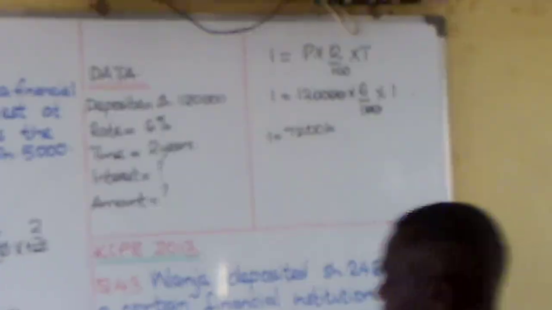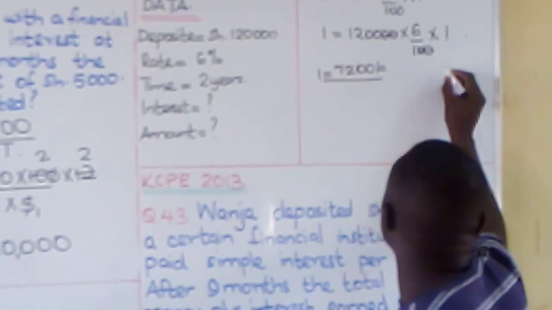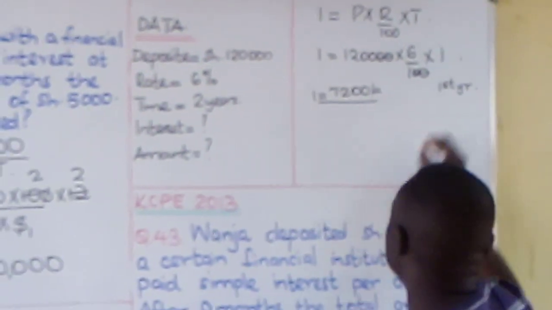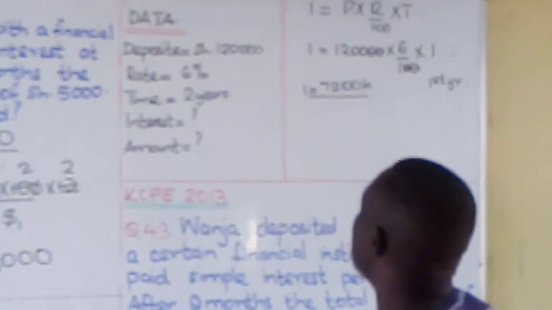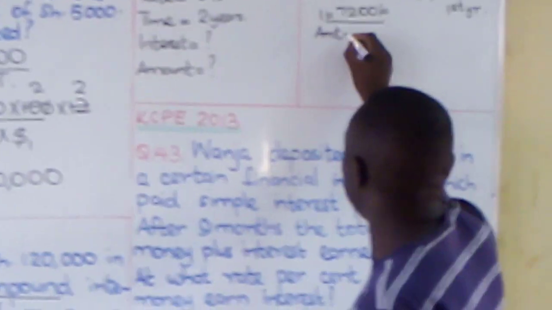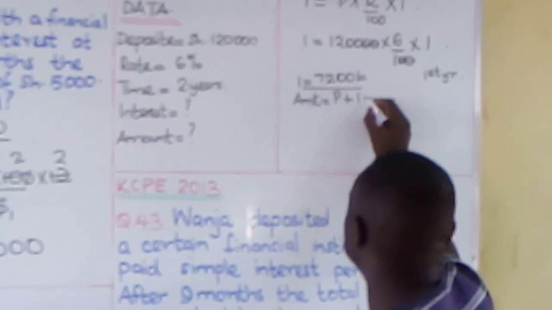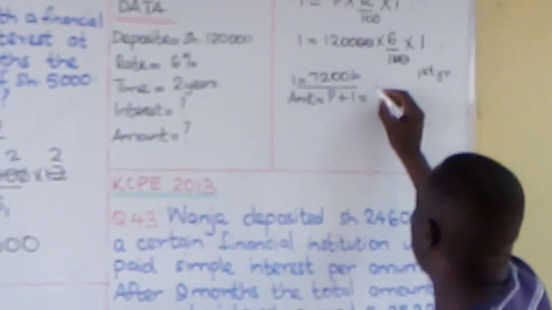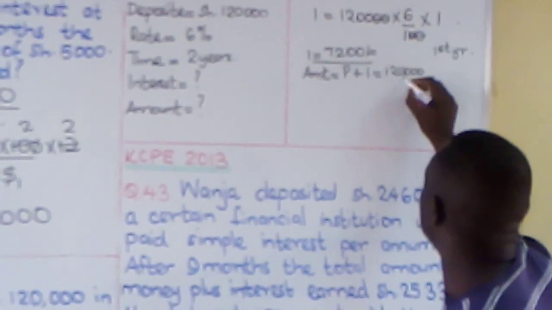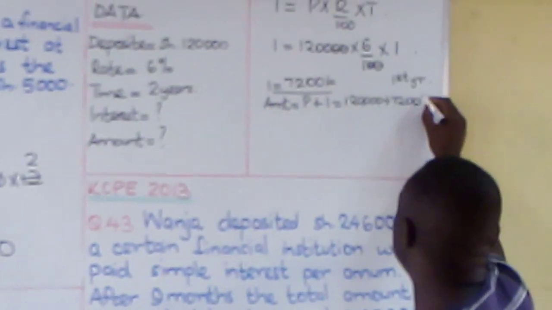Now, pay attention as I go to the next step, boys and girls. We must find the amount of the first year. That's the interest of the first year. What is the amount of the first year? We add principal plus the interest. And that is the principal of 120,000 plus the interest of 7,200 shillings.